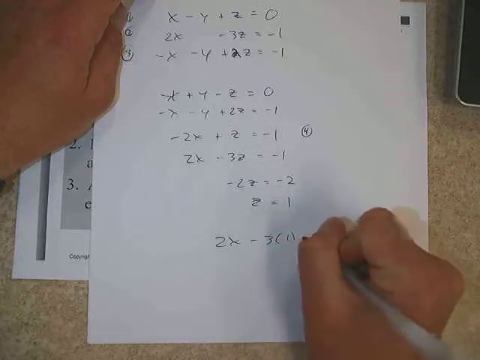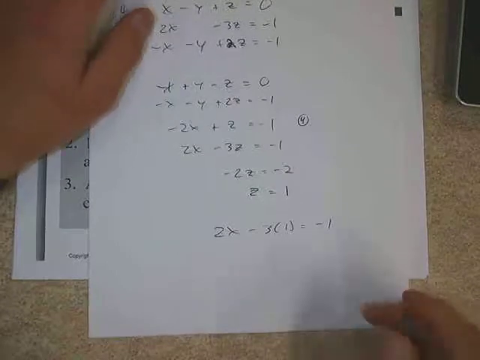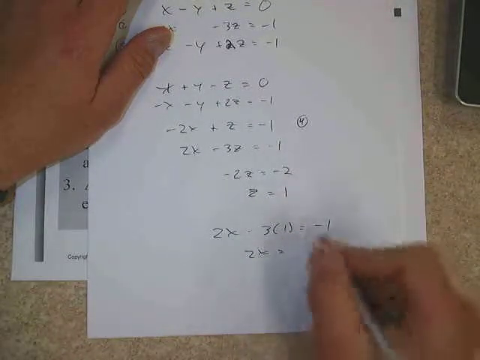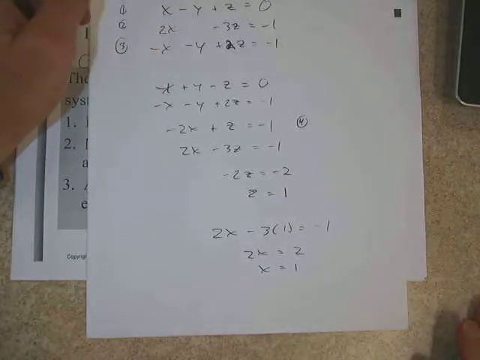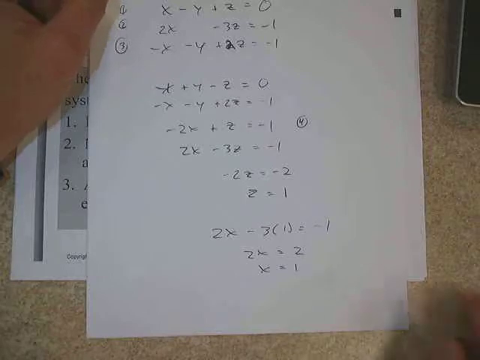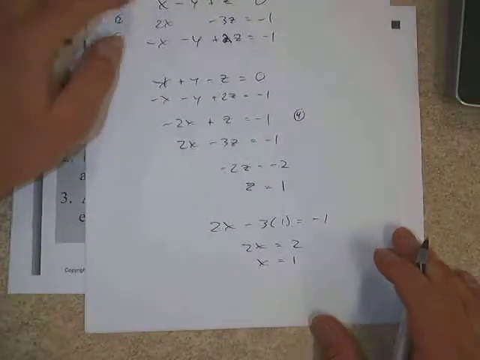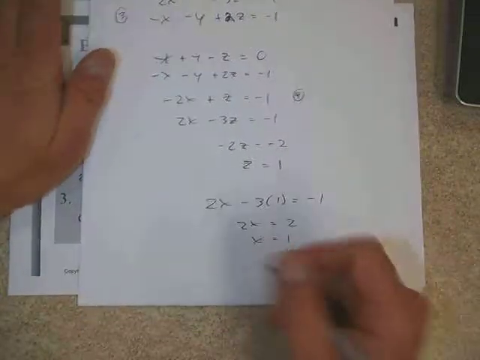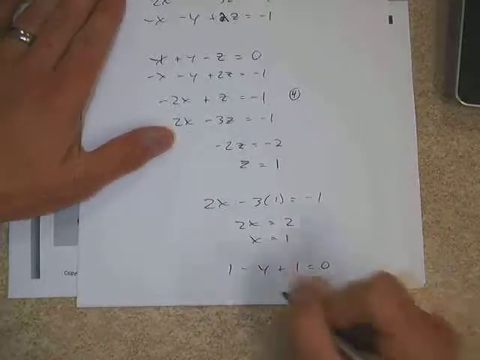As mentioned, what we're going to do is take this z and substitute it back into either number 2 or number 4. In number 2, if we write 2x minus 3 times 1, we could plug that right into number 2 and find x. So we'd have 2x, and if we had minus 3, we'd add 3, so we'd have 2 over here. We'd get x equals 1.